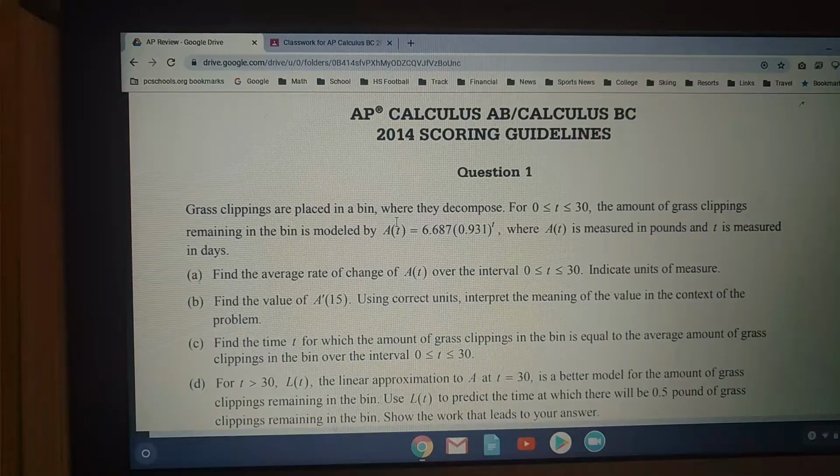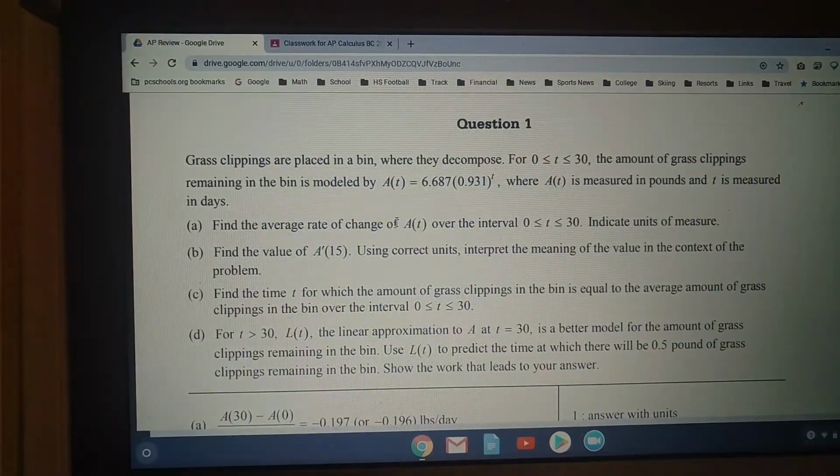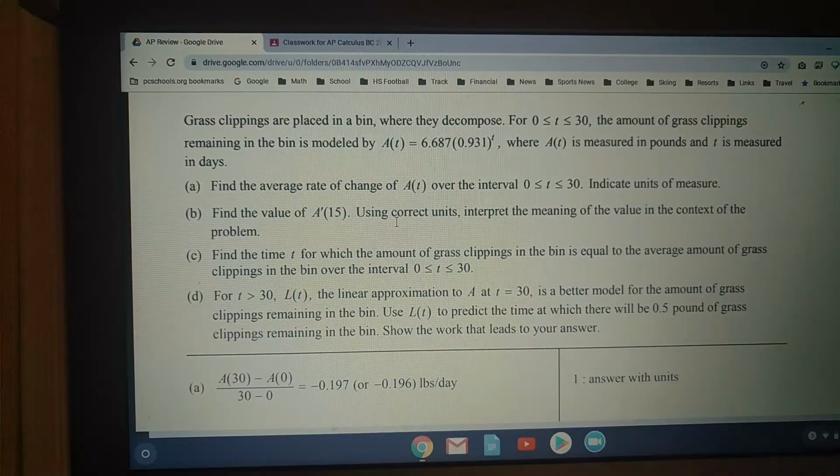Question number 1 is kind of famous. It's known as the famous grass clippings question. So we've got some decomposing grass clippings, and we have a formula that models the amount of grass clippings. First off, we want the average rate of change. Now don't get confused between average rate of change and average value. They're very different. Average rate of change is where we find basically the slope of the line joining the two endpoints.